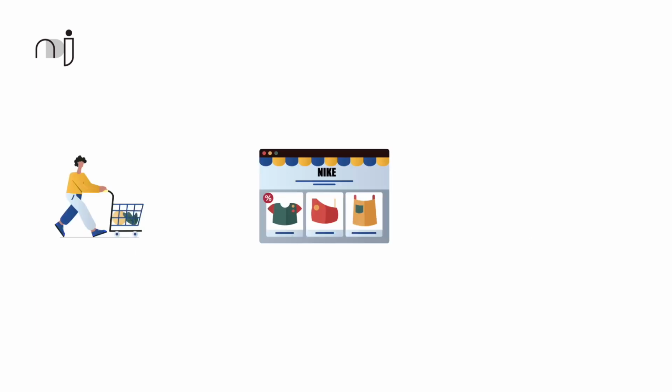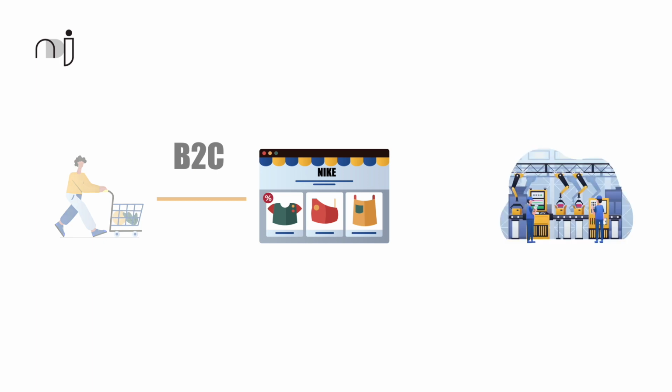You go to a Nike website to buy a pair of shoes, then you are a B2C customer. Nike's website is an online B2C platform. Before selling you the pair of shoes, Nike needs to purchase shoes from a manufacturer. The seller and buyer are both businesses, so it's B2B.